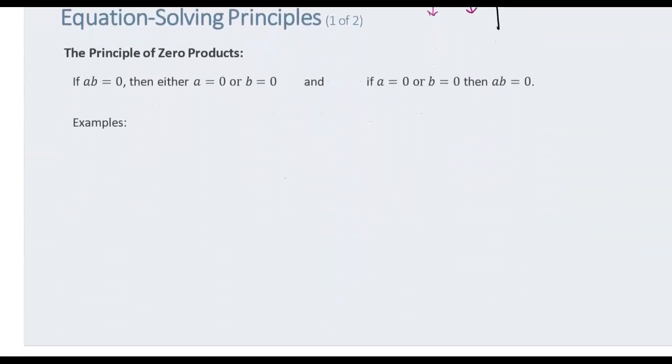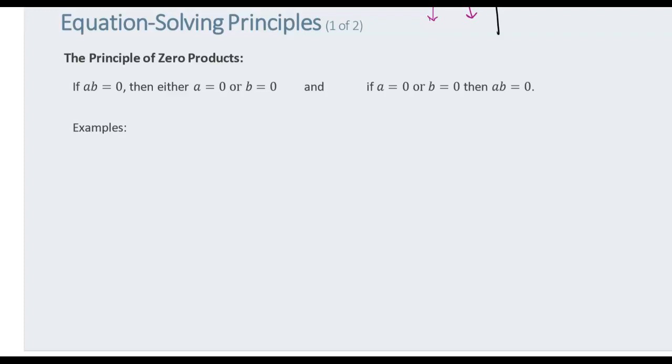We have a couple of different principles we'll use to solve quadratic equations, and the first is what we call the zero principle. It states that if I have two numbers, a and b, that are multiplied together and their product is equal to 0, then either a or b has to be equal to 0, or possibly both. What I have over here on the right hand side is just the exact same thing written in the reverse order, showing that either direction is true.